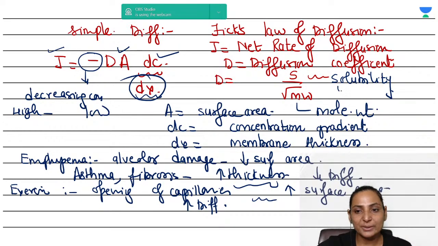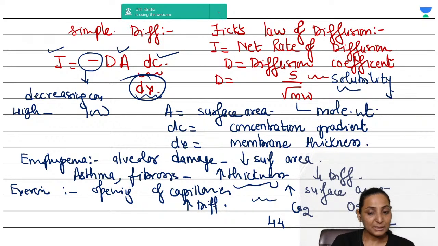Now suppose solubility. You know that the molecular weight of carbon dioxide is 44 and that of oxygen is 32. But still you know that the solubility of carbon dioxide is much more than oxygen, and therefore the rate of diffusion of carbon dioxide is more than the rate of diffusion of oxygen. So everywhere you have to apply physiology so that you are able to correlate it clinically, right?